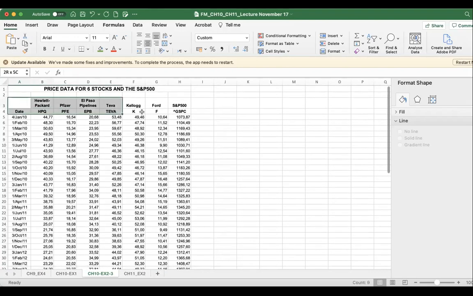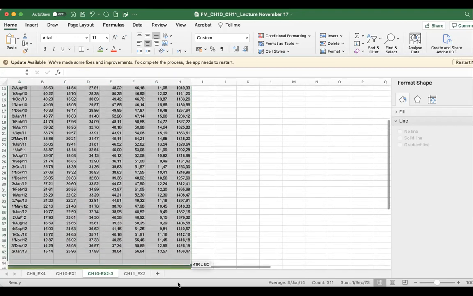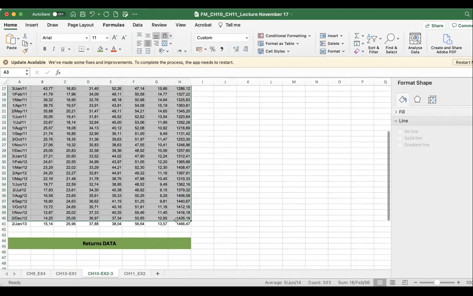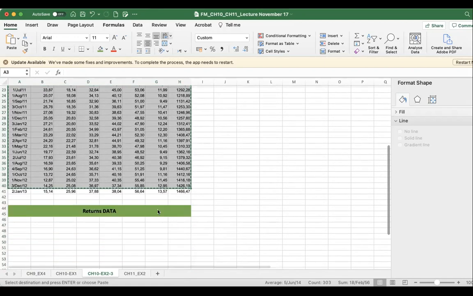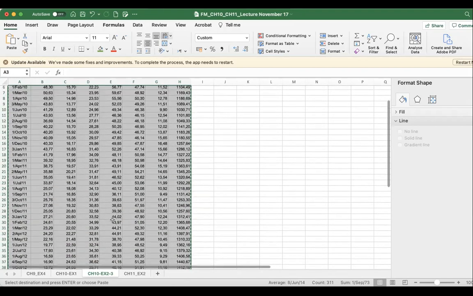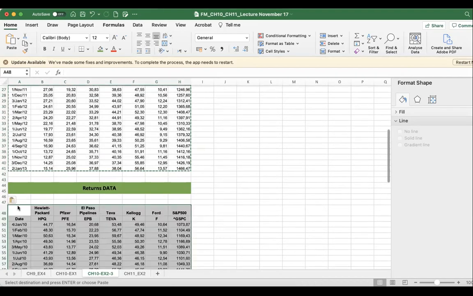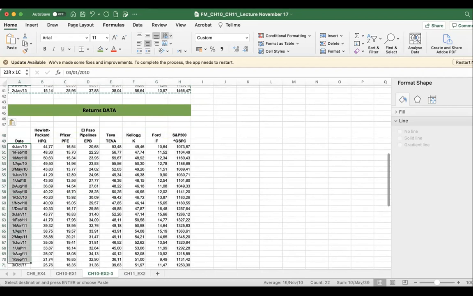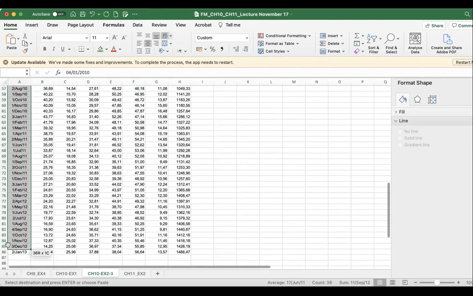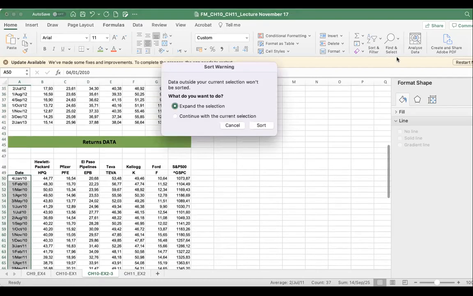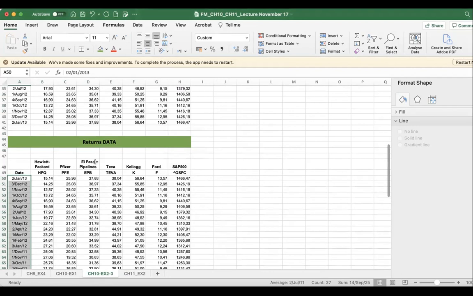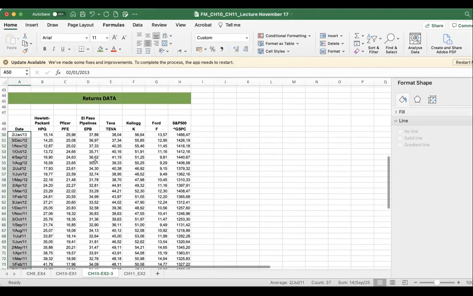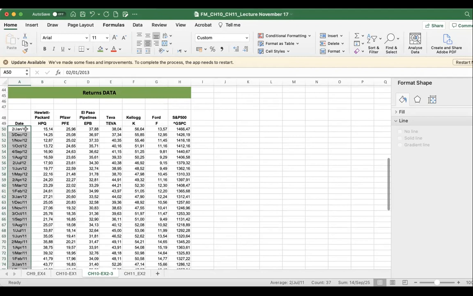So we can do this job. We can select all this data here. Select the data. I will paste it here. Now see, I will select the column for the dates here. I go to sort and filter and sort newest to oldest. Then I will expand the selection here and sort. See, so now we have from the most recent to the oldest one.